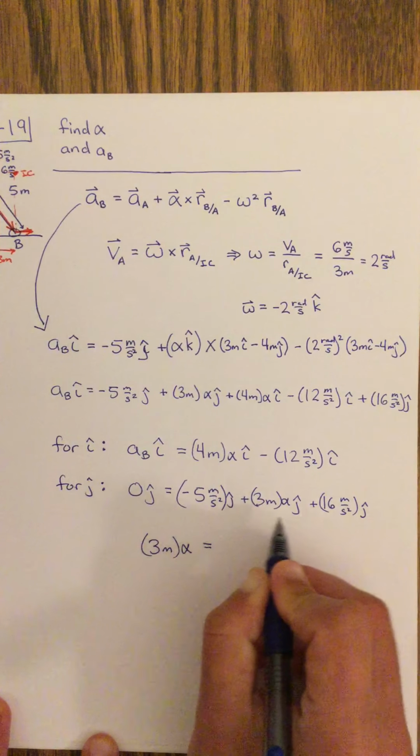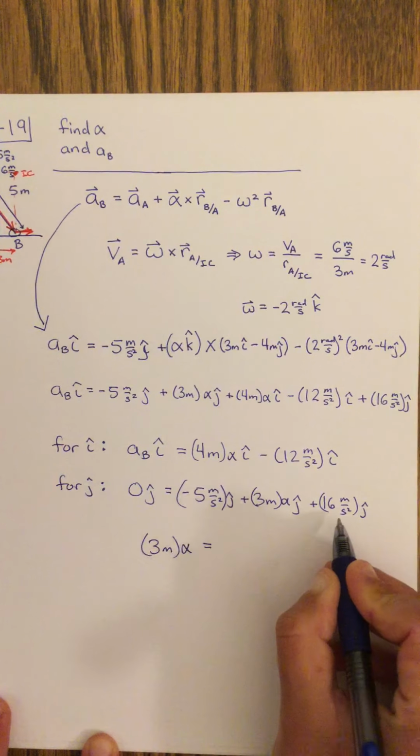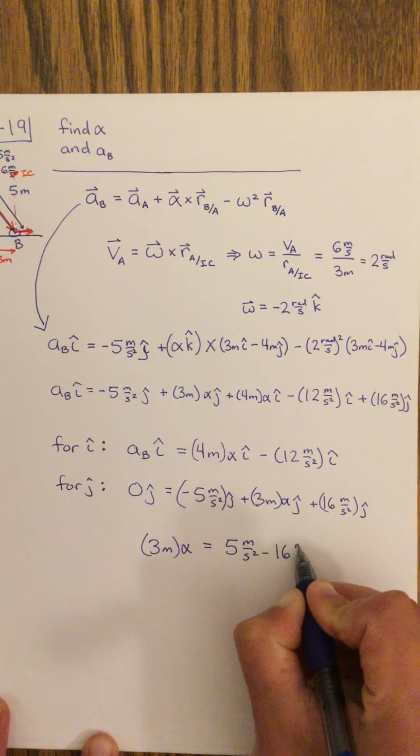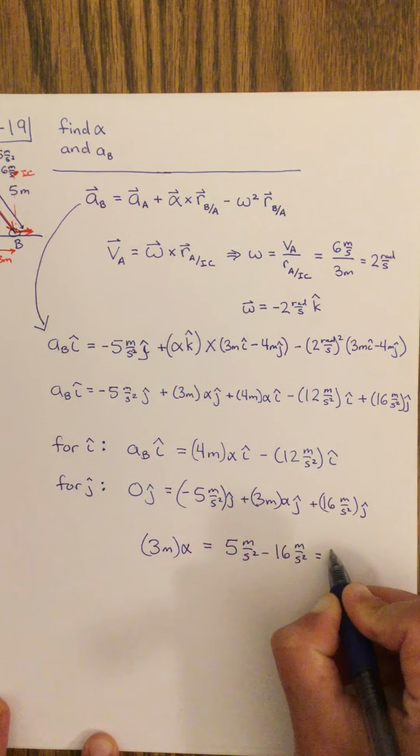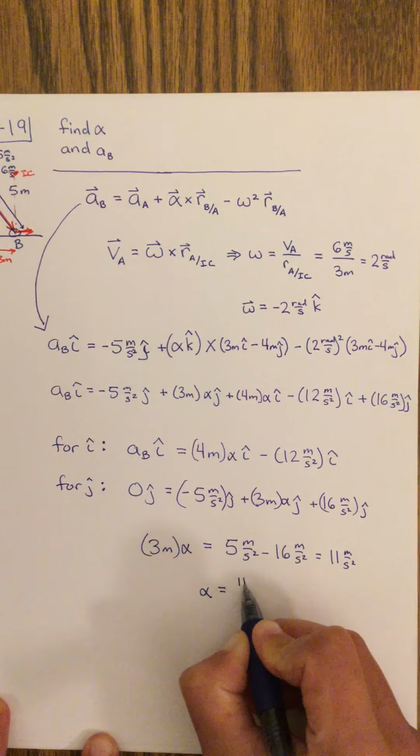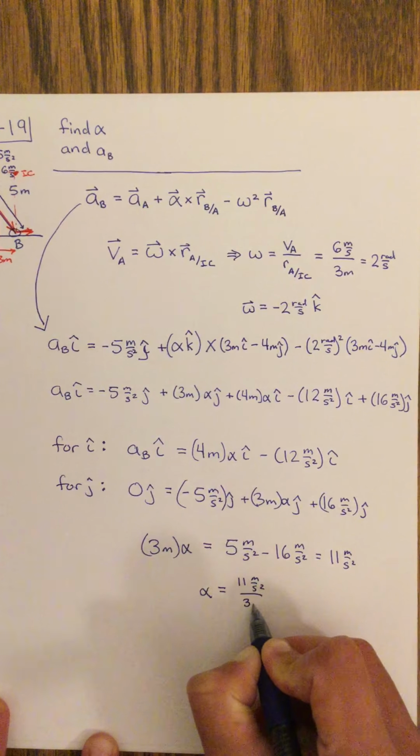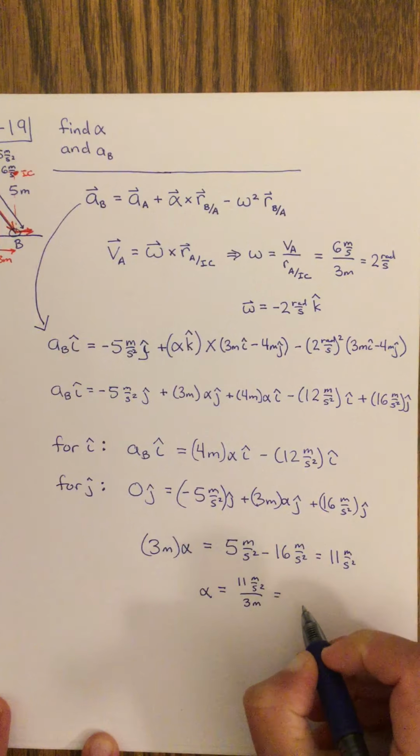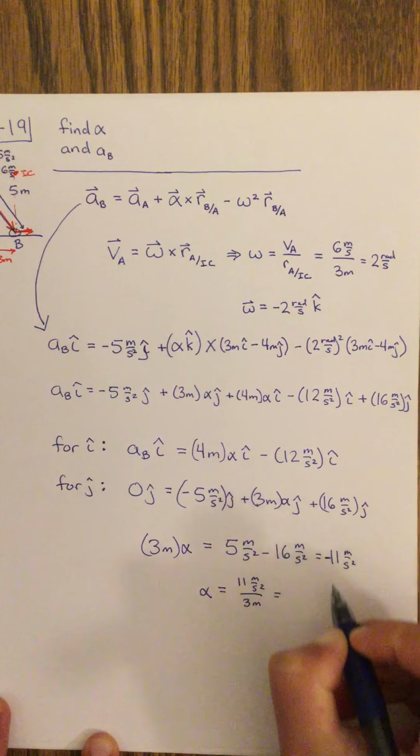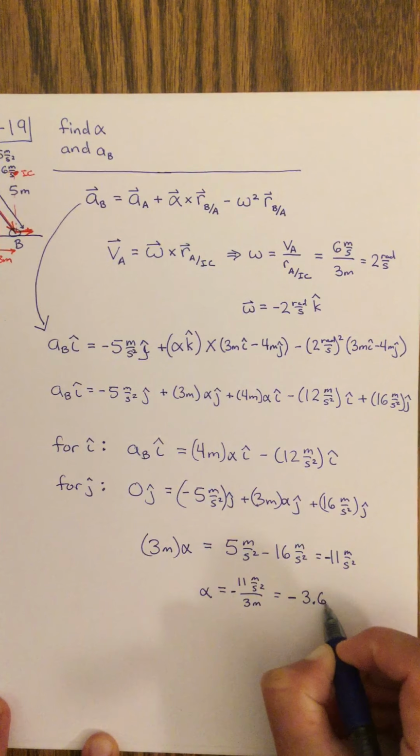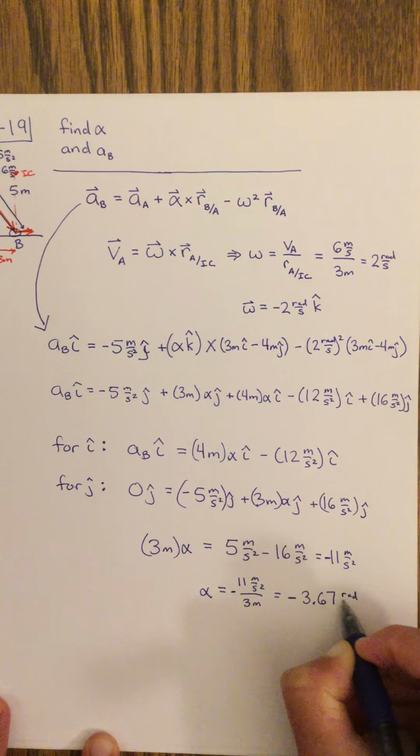and let's leave the j hats out. And then on the other side, this would be 5 meters per second squared minus 16 meters per second squared, which gives me 11 meters per second squared. Therefore, alpha must be equal to 11 meters per second squared divided by 3 meters. The meters cancel out, and I'll stick radians in the numerator for the units. 11 divided by 3. Oh, whoa. I left out a negative sign there. So this is negative, and this is negative, and this is minus 3.67 radians per second squared.